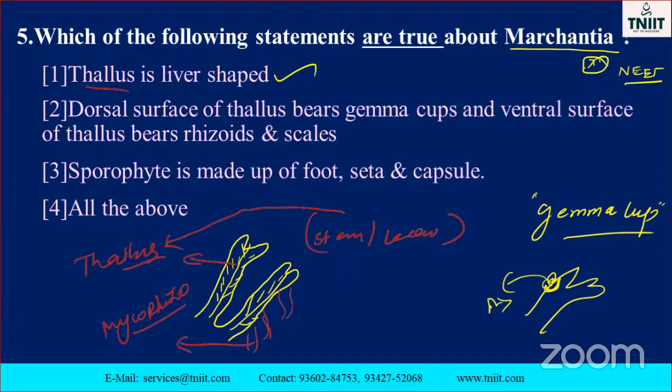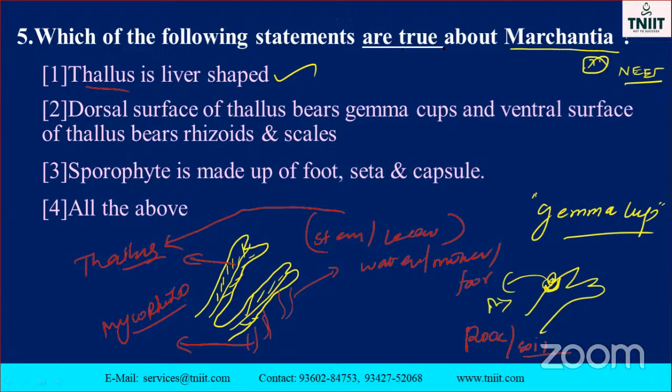Okay. Mycorrhiza is also one of the minute hair-like projections present on the lower surface of the thallus. It absorbs water as well as minerals from the rock or soil. So this is the important point. So the first one is the right statement.